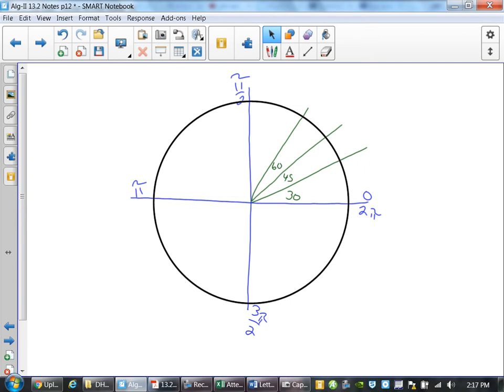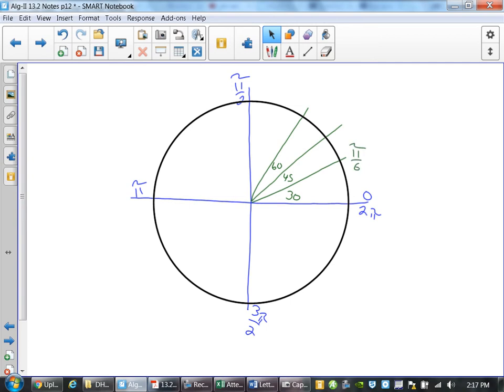To convert degrees to radians, take the degree, divide by 180, and slap a pi next to it. 30 over 180 becomes 3 over 18. Agree? Okay. What is that? 1/6. So 30 degrees is going to be pi over 6.